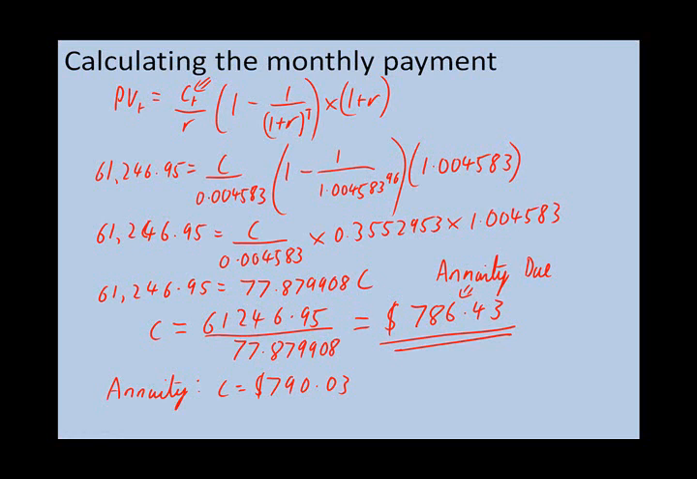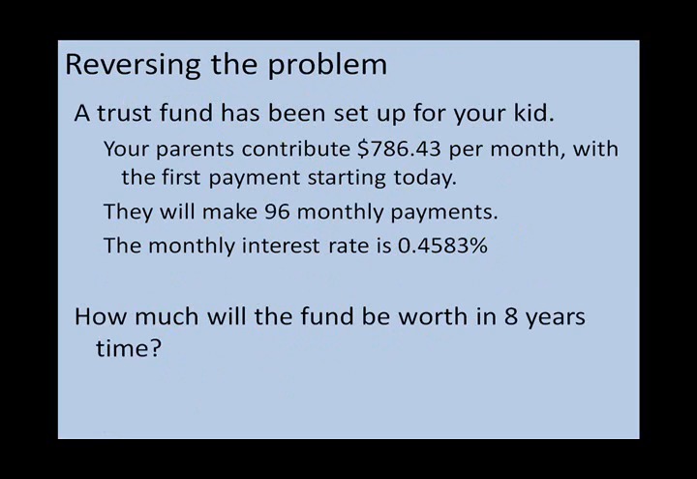We can also reverse this problem. Suppose a trust fund has been set up for your child and your parents contribute $786.43 per month, with the first payment starting today. They're going to make 96 monthly payments in total, and we know what the interest rate is per month. It's 0.4583%. How much will this fund be worth in 8 years' time?